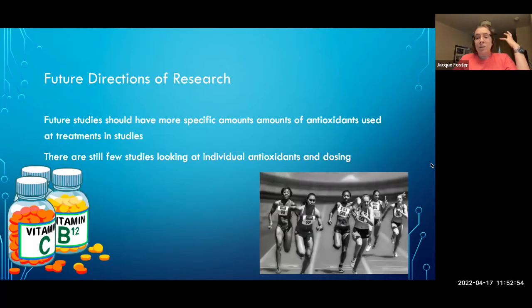Other things that really need to be researched are the specific amounts of antioxidants used for treatments and using them with athletes. When we were all doing research, it was really hard to find specific amounts of antioxidants used, specific antioxidants used individually. They did not really specify or break down how they got to these levels of supplementation. So I think more studies need to be done on that and how to move forward in the future to really target athletes with these supplements.